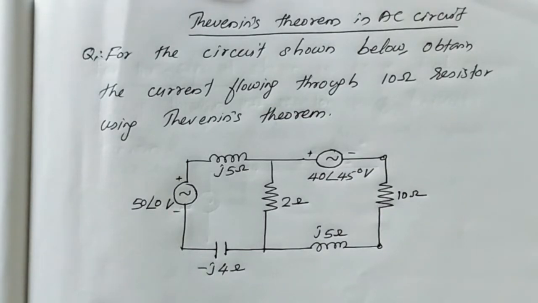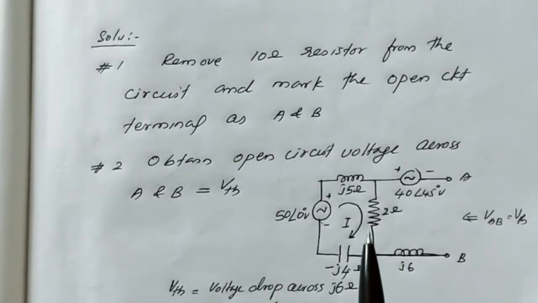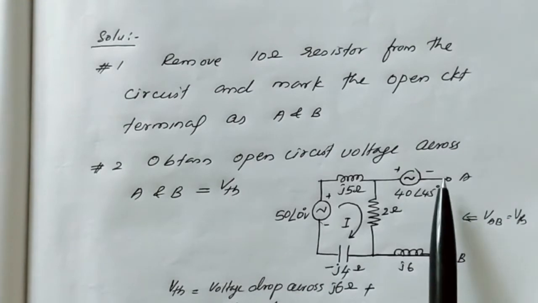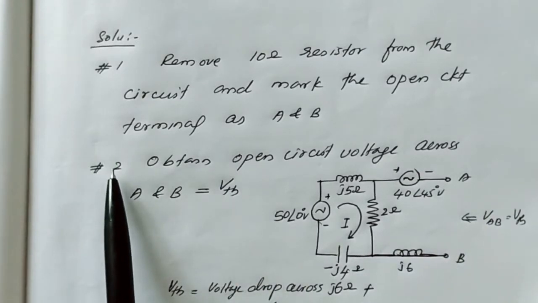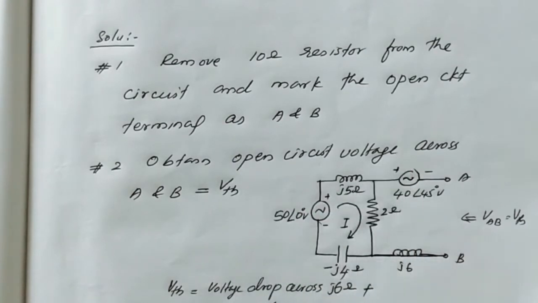So coming to the solution, what is the first step in Thevenin's theorem? First of all, we need to remove the 10 ohm resistor through which we need to find the current. So the first step is remove the 10 ohm resistor from the circuit and mark the open circuit terminals as A and B. This is the corresponding equivalent circuit. Here we removed the 10 ohm resistor and marked the open circuit terminals as A and B. The second step is to obtain the open circuit voltage across A and B, that is nothing but Thevenin's equivalent voltage.